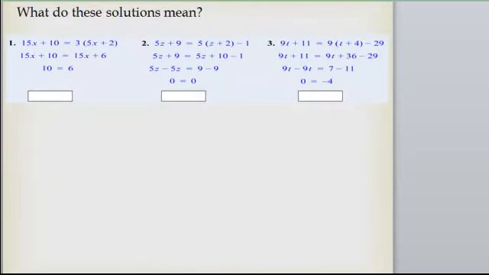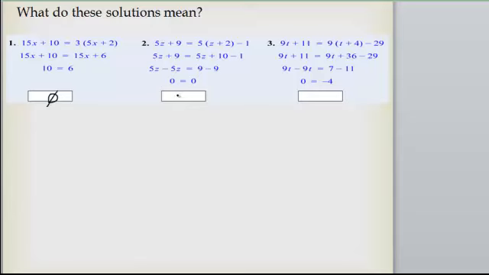Okay. So what exactly do each of these solutions mean? If you work out this problem and you get 10 equals 6, what does that mean? There are no variables, and what you got is not true. That means that there is no solution. How about number 2? You work the entire equation out and you get 0 equals 0. That is true.